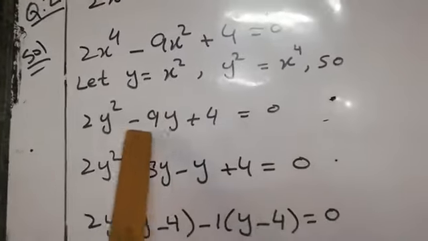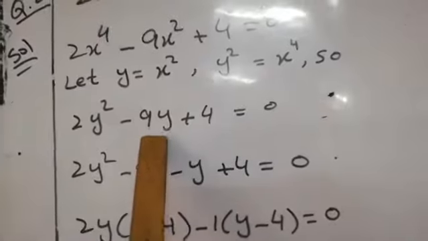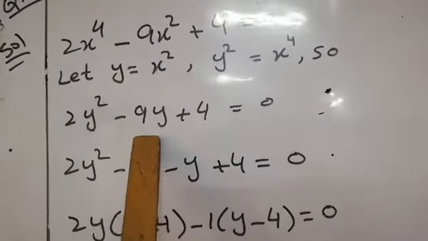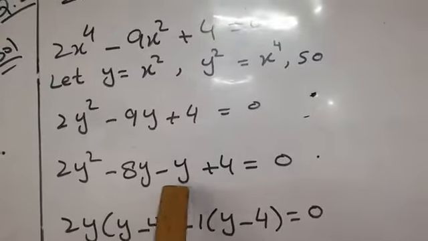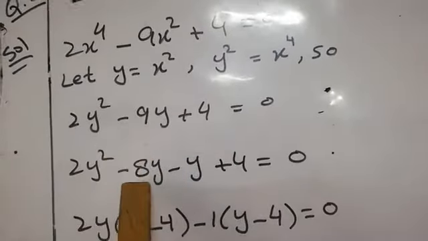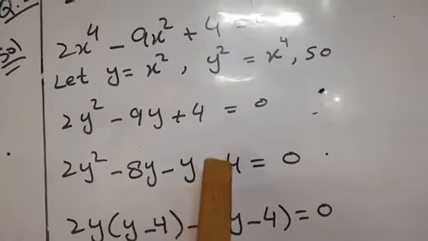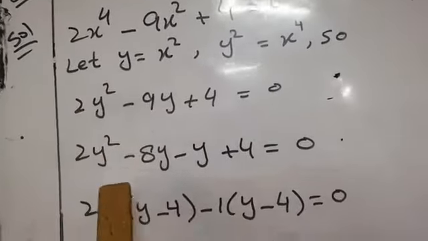Okay, now 2 fours are 8. We will use the middle term factorization method. We will break the middle term: -8y - y, which equals -9y, and -8y times -y equals 8y^2. Like this, 2 fours are 8y^2.